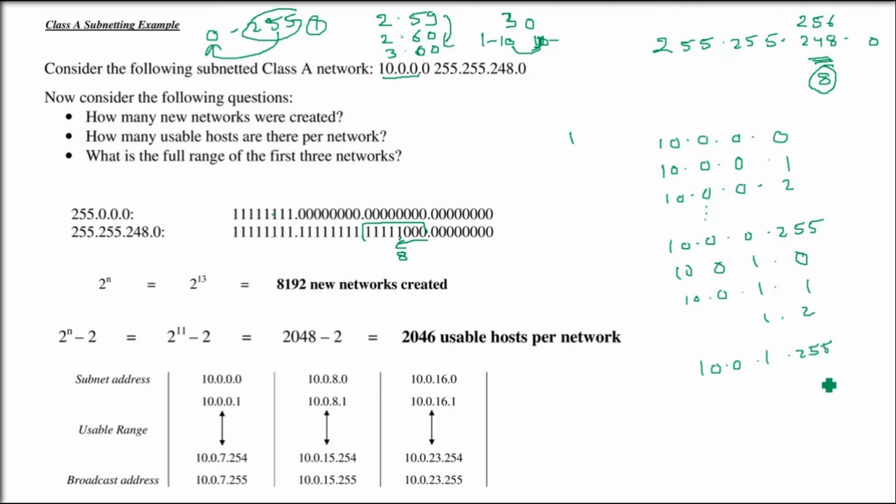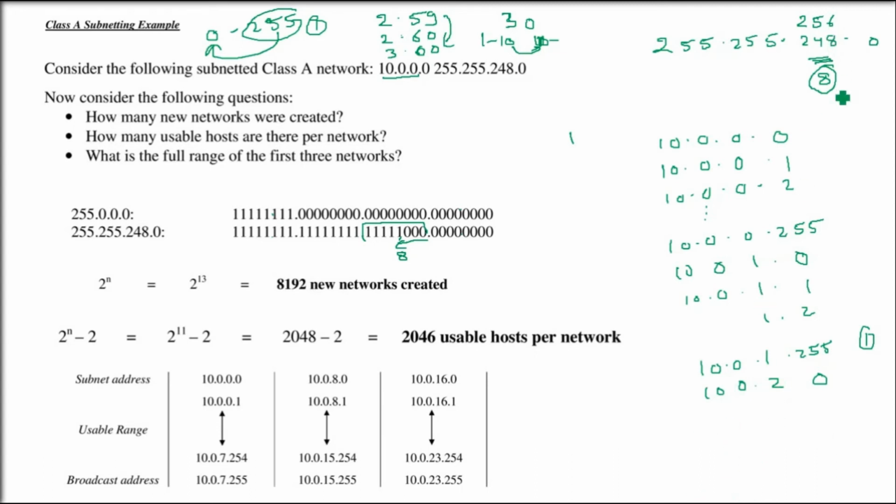When it has to become 256, there is no 256, so it will be 0, and the next one will increase. So 8 bits are covered by 255. That 1 bit is over, so you have to carry it forward to the next one: 10.0.2.0. And this goes on again and again.